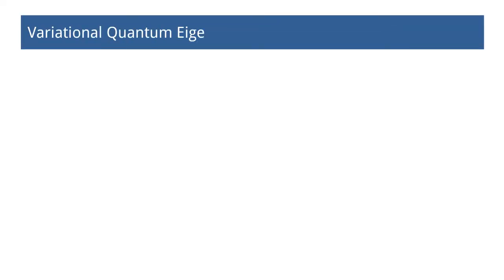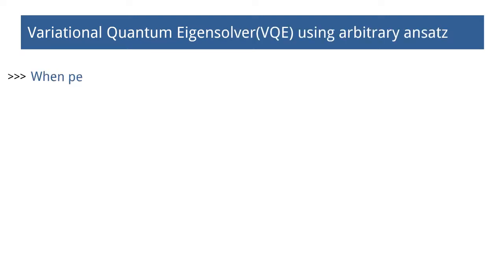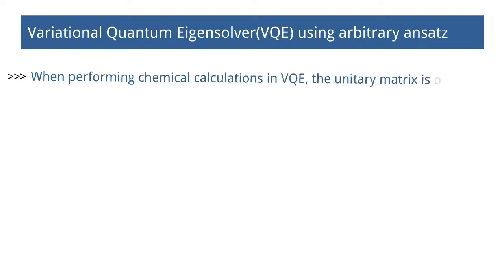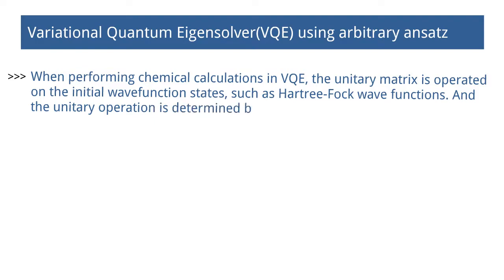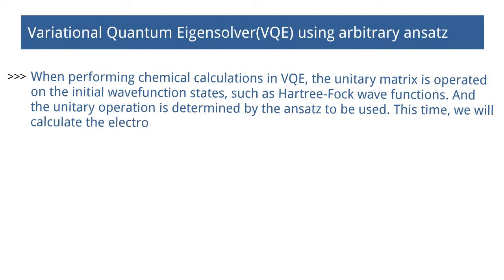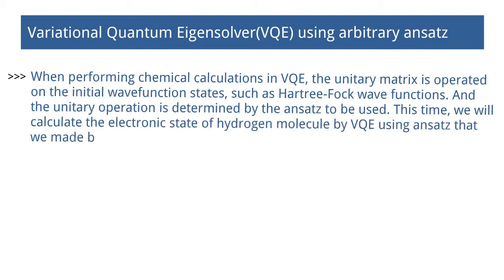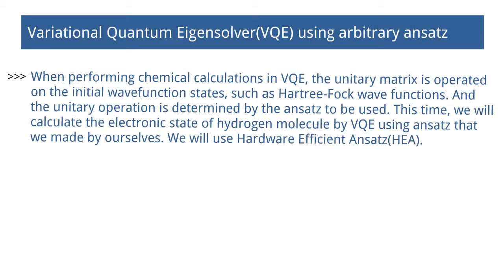Variational Quantum Eigensolver (VQE) using arbitrary Ansatz. When performing chemical calculations in VQE, the unitary matrix is operated on the initial wavefunction states, such as Hartree-Fock wave functions. And the unitary operation is determined by the Ansatz to be used. This time, we will calculate the electronic state of hydrogen molecule by VQE using Ansatz that we made by ourselves. We will use hardware-efficient Ansatz (HEA).